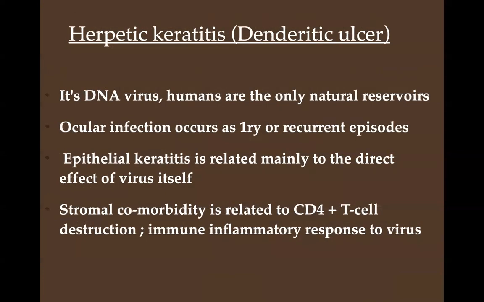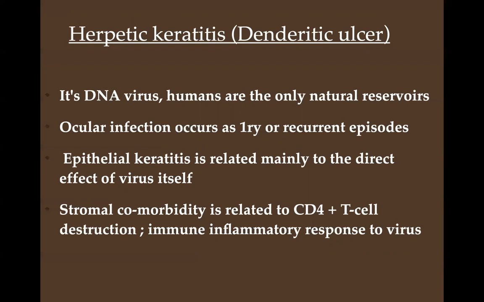The dendritic ulcer is actually caused by the herpes simplex virus. The herpes simplex virus is a DNA virus, and humans are the only natural reservoir for these viruses, especially after the primary infection, which commonly occurs during childhood with primary infection of the eye and conjunctivitis, keratitis, and skin disease. Ocular infection occurs as primary or recurrent episodes.